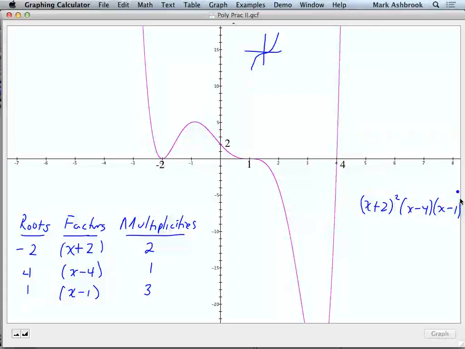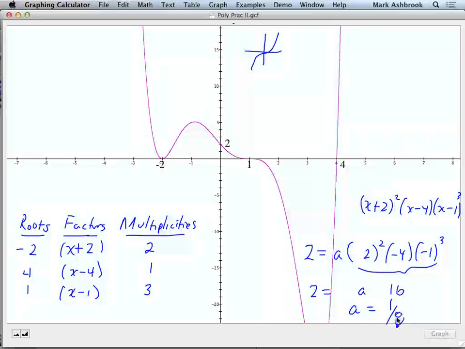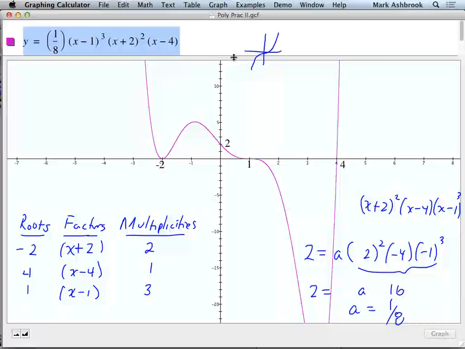And what is the y-intercept? 2. So we need to get 2 when x is 0. So if you plug x equals 0 in, you get 2 squared times -4 times -1 cubed, and we need to get 2 out of that. So this is 4. Is it 16? Positive 16? A is 1/8. Take a look. Got it.